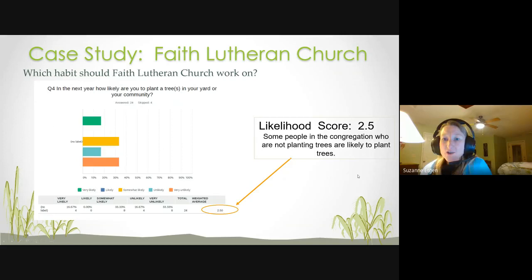And then the next question was about the likelihood. So of the people that were not planting trees, we asked those people, okay, if you're not planting trees, how likely are you to plant trees in the future? So that subgroup of people got asked this question, and the likelihood score was 2.5. And again, that was automatically calculated. And this means nothing to you right now until you compare all of the numbers together. So Francesca, let's look at the next slide.